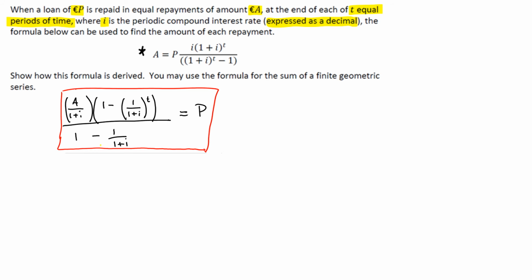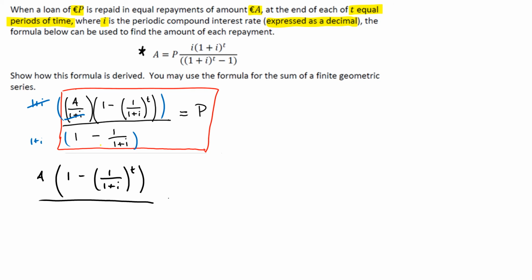So the first thing I'm going to do to try to tidy this up is multiply the top by 1 plus i and the bottom by 1 plus i. So that's the whole bottom and the whole top. When we do that, these cancel and the bottom line will look a little bit different. So what we get on the top line is a bracket 1 minus 1 over 1 plus i to the power of t, all over the 1 by 1 plus i gives me 1 plus i, and then it cancels with the fraction minus 1. And that, remember, all equals P.